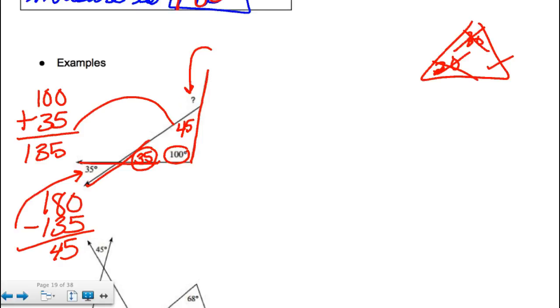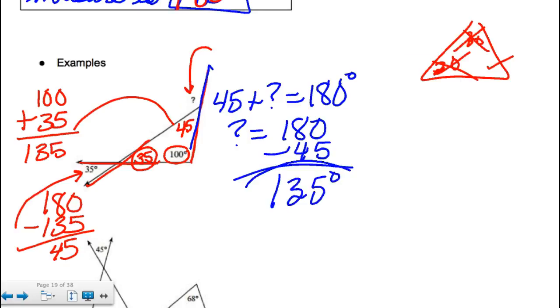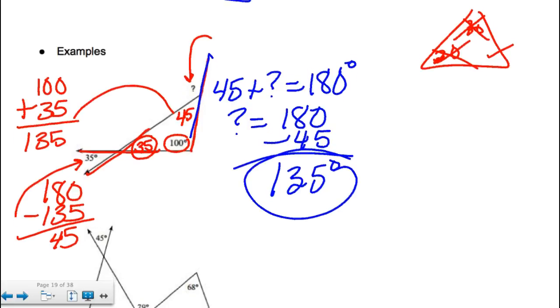How is that helpful? It's making a line with angle question mark. So 45 plus question mark has to equal 180 degrees because they are a linear pair. So all I need to do to get question mark is to subtract 45 from 180, leaving me with 135 degrees. So you just walk around and use the information given.